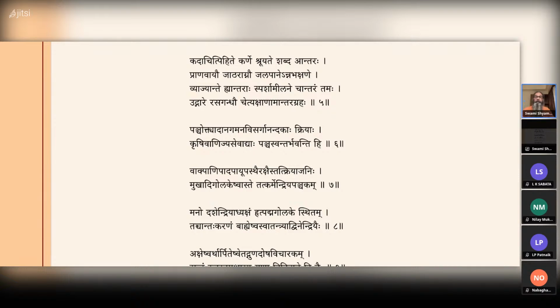Vakpani Pada Payupasthehi Akshehi Tat Kriyajanihi Mukhadi Golakeshu Aste Tat Karmendriya Panchakam. These 5 karmendriyas, you locate them in the 5 physical locations of the body. Where do you have the Vagendriya located? And where is your Rasanendriya? Obviously in the tongue. And then your karmendriyas, Vak, Pani, the hands, and the Padas, the legs.